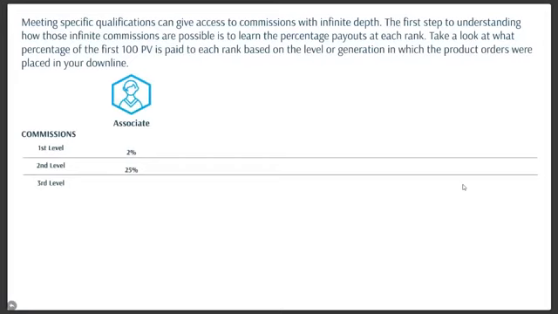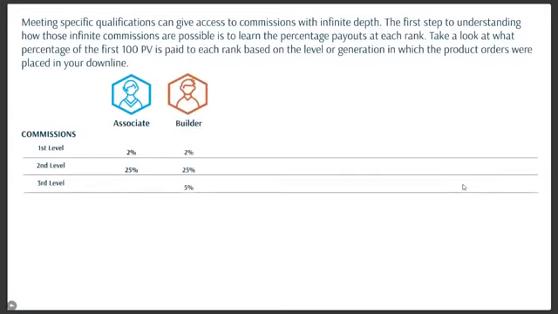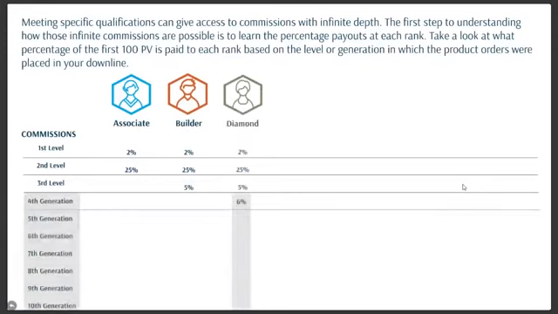We're talking about the associate rank. They're going to qualify for 2 different levels worth of commissions, the first level being paid 2%, and then 2.5% on orders that are being done on their second level. The builder rank qualifies for 3 different percentages: 2, 2.5, and then 5% on that third level. The diamond rank qualifies for 4 percentages: 2, 2.5, 5, and then 6 for that fourth percentage. And you'll notice that we changed the name from level to generation here, and I'll give a little bit of background on what that means a little bit later on as we talk about infinity payout.